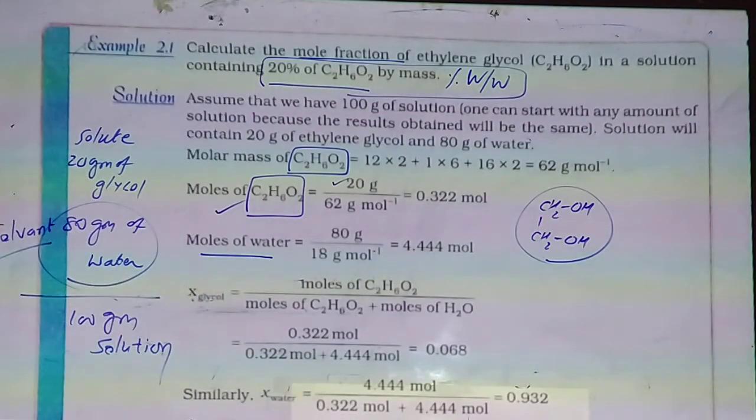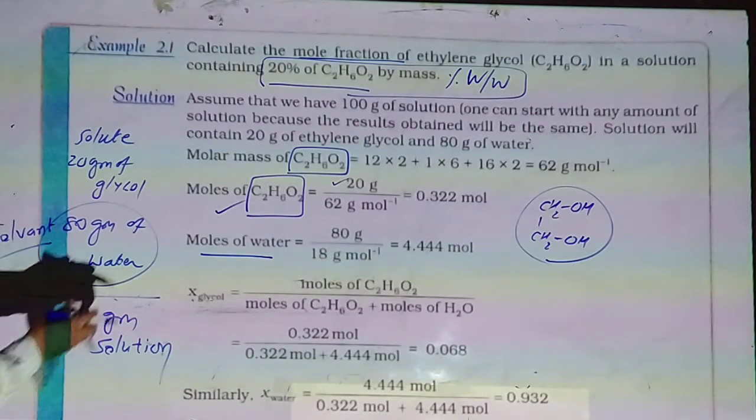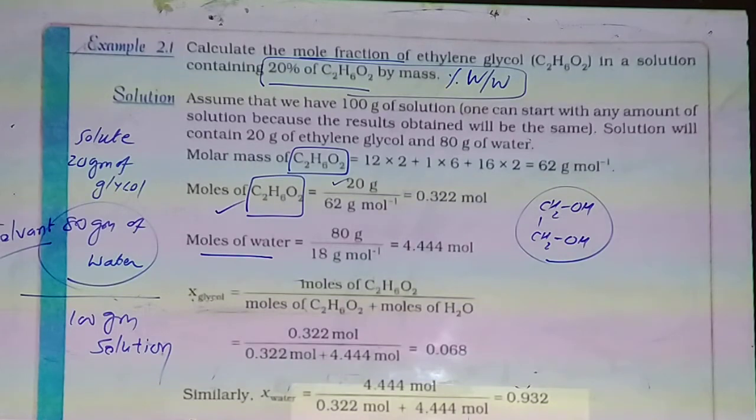Now the mole of water. Mass upon molar mass. Here the mass of water is 80, and we are dividing by 18. So it gives 4.444 mole. That is the mole of the water.